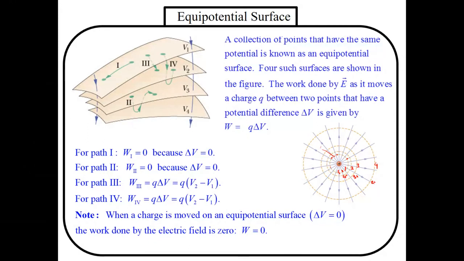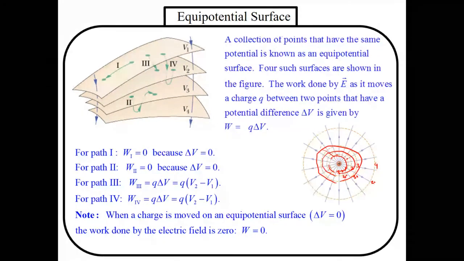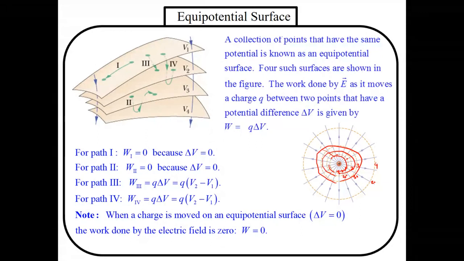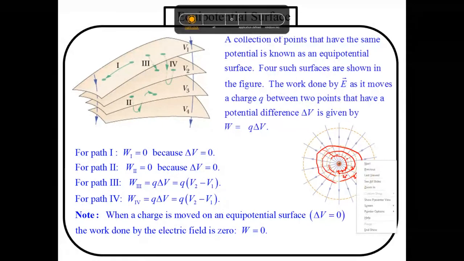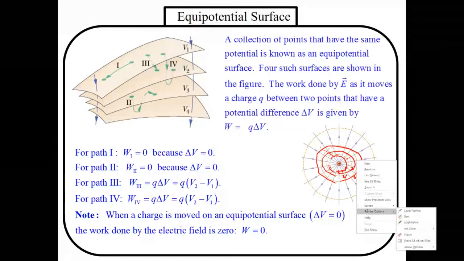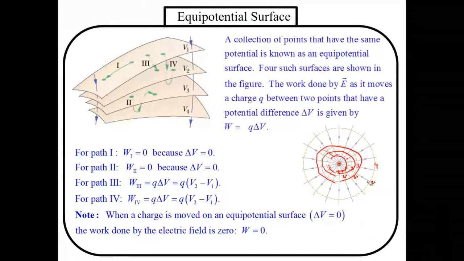Now you can see this 50 is for the entire first surface. And this 40 is for the entire second surface, and this 30 is for the entire third. Any point on an equipotential surface will have the same value. Clear? So if you move any charge on the same surface, the net work done will be 0. Why? What is the reason? If you move a charge on the same surface, what should the work done be?